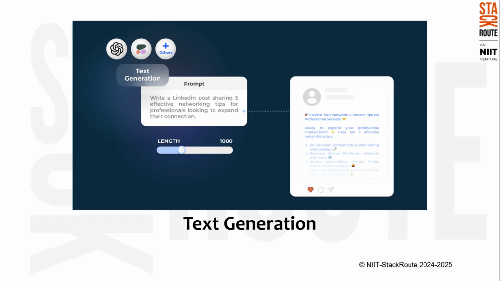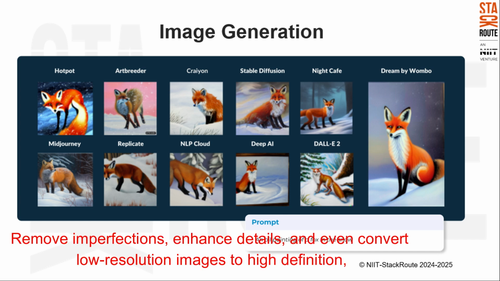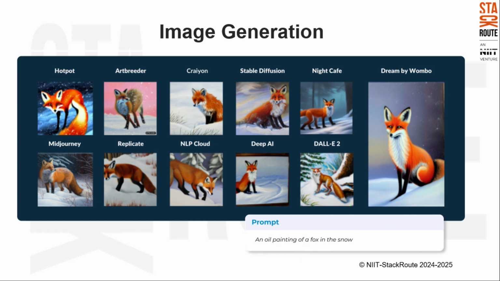Beyond that, AI is also helping in content creation by generating articles, blog posts, and social media updates, streamlining processes in marketing and journalism. Moving on to image generation, AI is now capable of creating stunning artwork. It learns from existing styles to produce paintings, drawings, and digital art that are unique yet inspired by human creativity. Additionally, in image editing and enhancement, AI excels in tasks like removing imperfections, enhancing details, and even converting low-resolution images to high definition, revolutionizing photography and design industries.